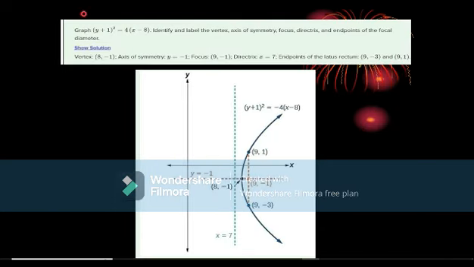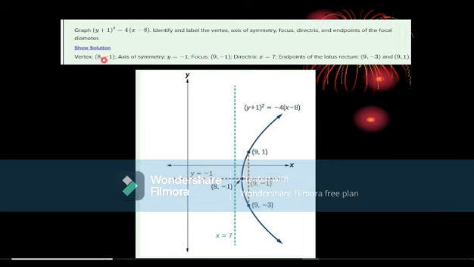Now, next example. Graph (y plus 1) squared is equal to 4 times (x minus h). Identify and label the vertex, axis of symmetry, focus, directrix, and endpoints of the focal diameter. Now, the vertex is h, negative 1. This one is just very easy. We'll just present the graph right away as well as the answers.